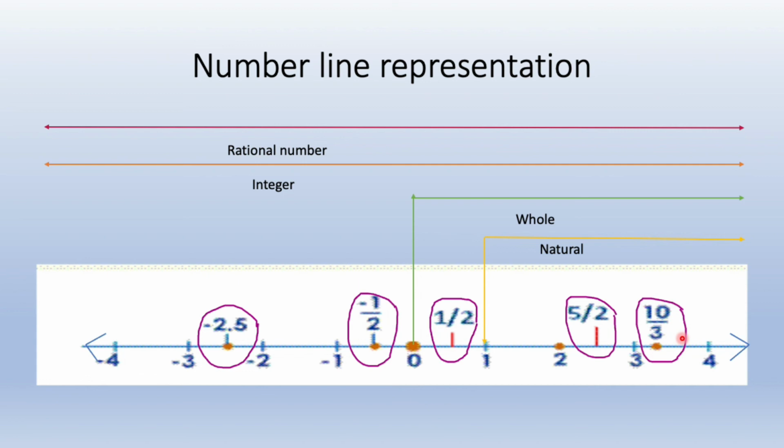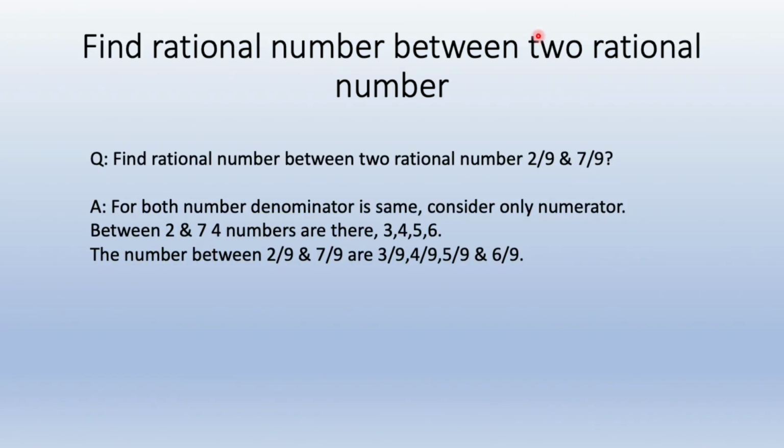Hope all of you understood the concept. Now come to our last topic: finding a rational number between two rational numbers. For this, let us take a question. Find rational numbers between the two rational numbers 2 by 9 and 7 by 9.